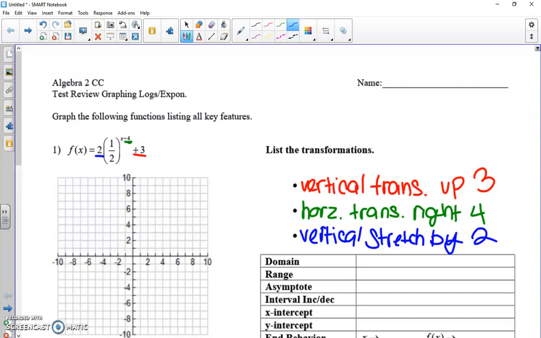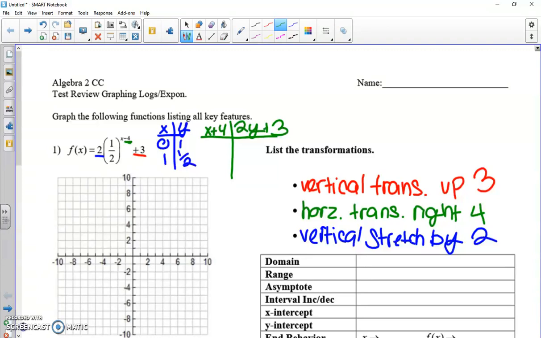So when I go to graph it, remember we use our key points 0, 1, 1 in the base. And the base this time is 1/2. Whatever is underneath the exponent is the base. Remember we want to move our values based on our transformation. Our x values we need to move to the right, so we're going to add 4 to them. For our y values, we need to stretch them, so we multiply them by 2, and then move them up, so we add 3.